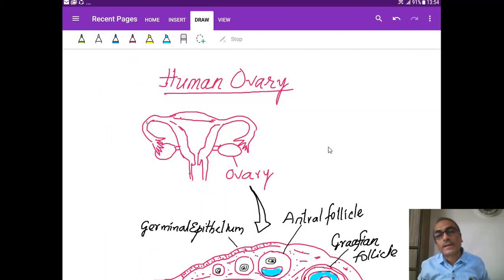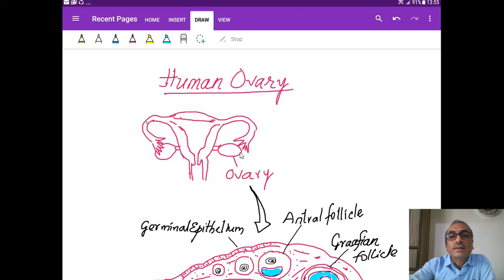In our regular classes, we have studied the female reproductive system. Today, let me explain to you the structure of the human ovary. As we know, ovaries are a pair of oval, almond-shaped structures. They are the primary sex organs located on either side of the uterus and attached to the wall of the uterus by the ligament called the ovarian ligament, and attached to the body wall by the mesovarium.